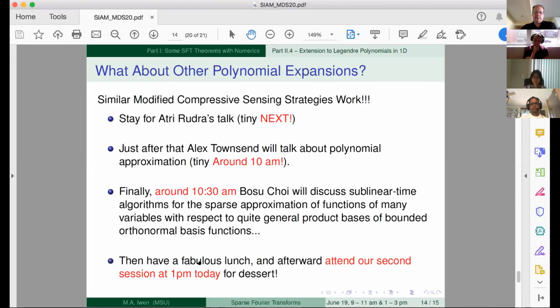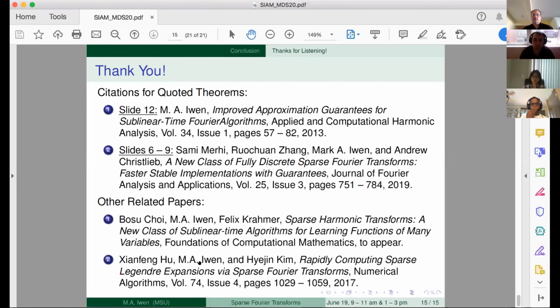Session going until 3 p.m., you'll be able to hear about some randomized Fourier techniques and Johnson-Lindenstrauss embedding techniques and their application to tensor computations, which is also very interesting. So thanks a lot. Here are some papers related to some of the theorems I showed you if you want to go look at them in paper form.